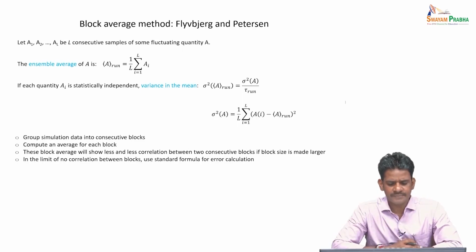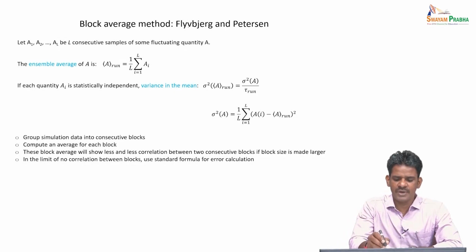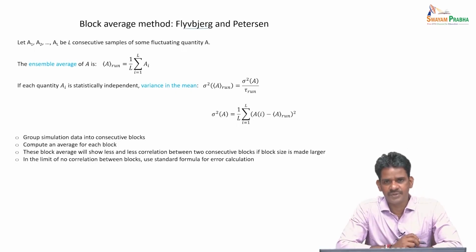In this particular lecture, I would like to discuss a very simple method known as the block average method, which resembles the blocking operation we did in the last lecture as well. This was proposed by two scientists, Flyvbjerg and Petersen, and this method is very simple to implement.